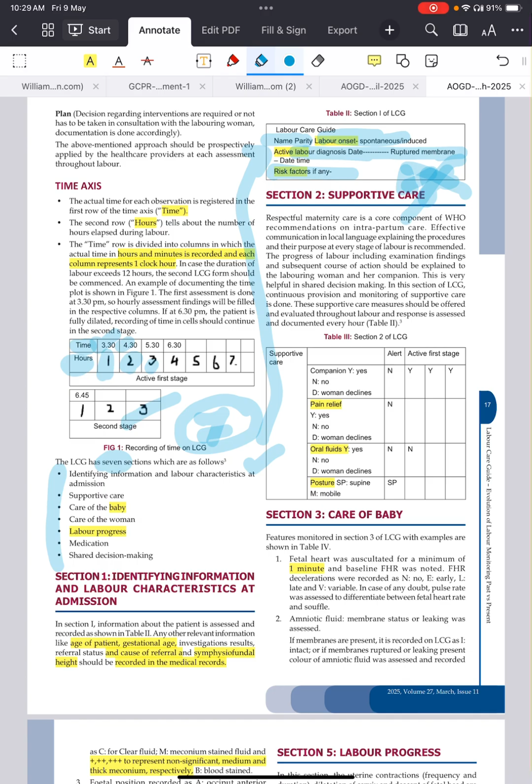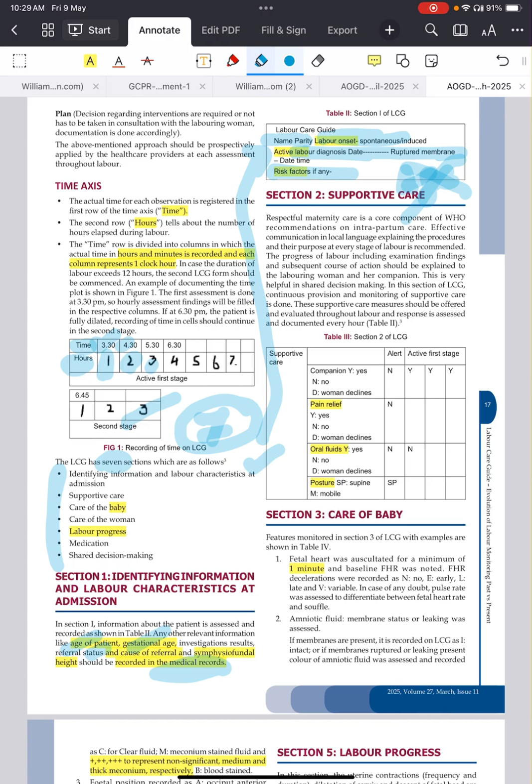Age, gestational age like 36 weeks, 2 days, these are also not there. So age, gestational age, referral status, these are all maintained in her own medical record file. In labor care guidelines, only the name and parity and others are all labor process things.